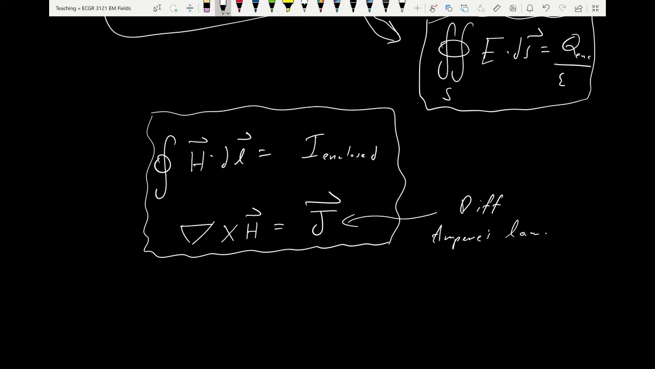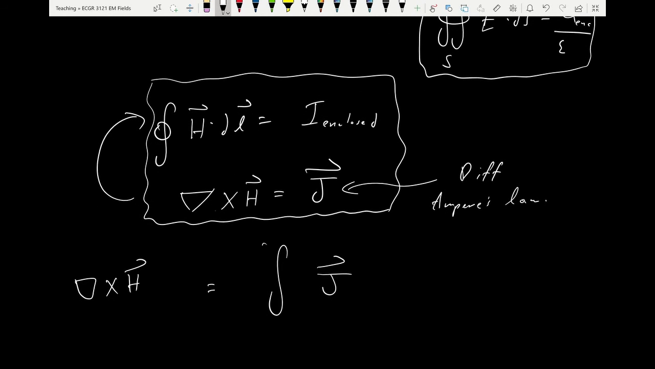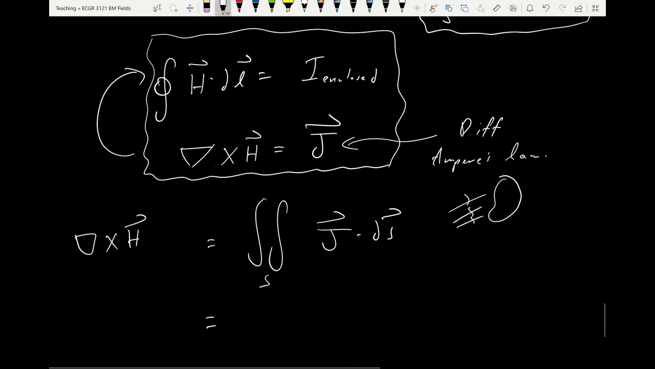Right? And it follows, we can see how this differential form leads to this integral form, because if I take J, I'm going to show you that those two are equivalent. If I take J and I integrate over a surface where J is passing, I get the total current passing through that surface. So this is going to give me I enclosed.